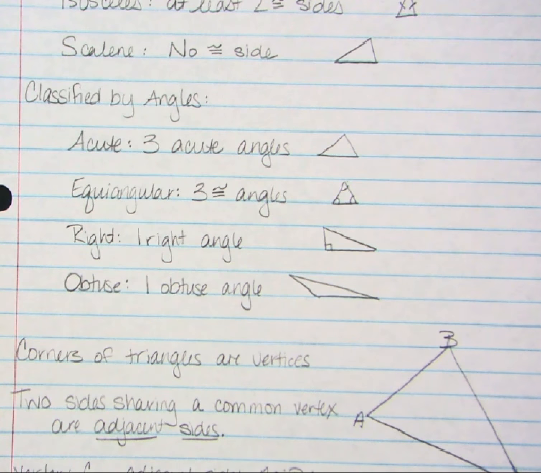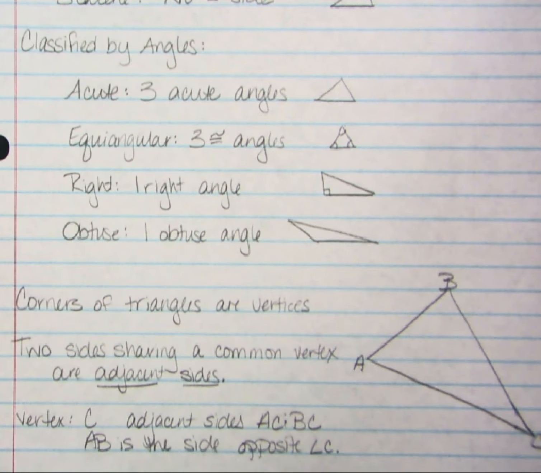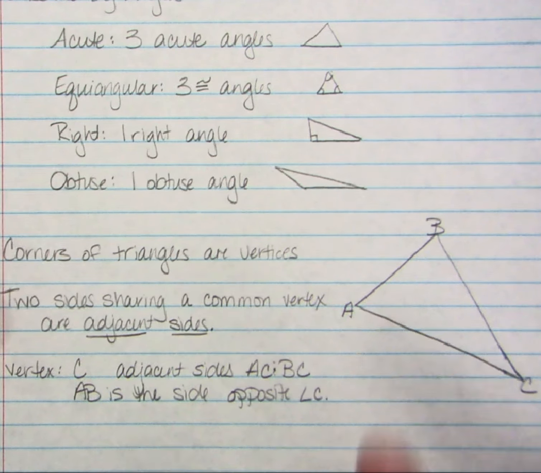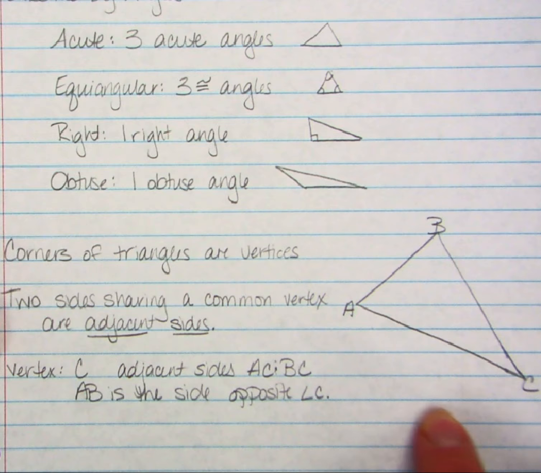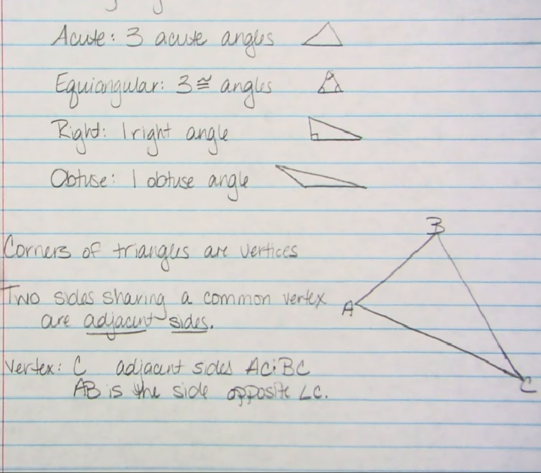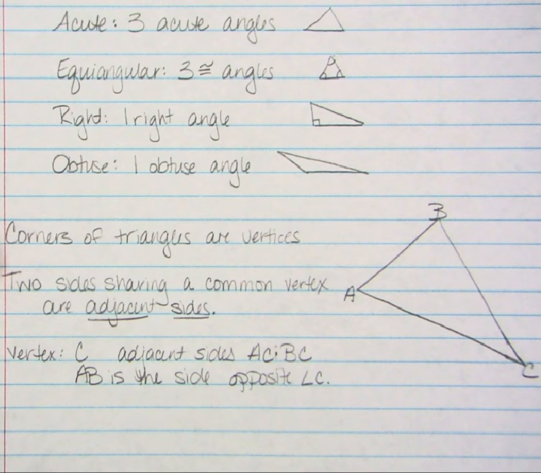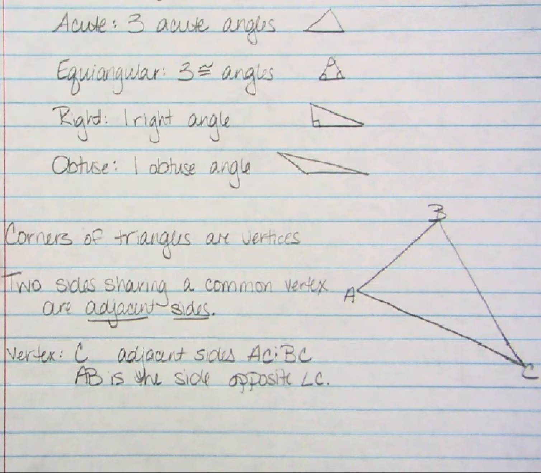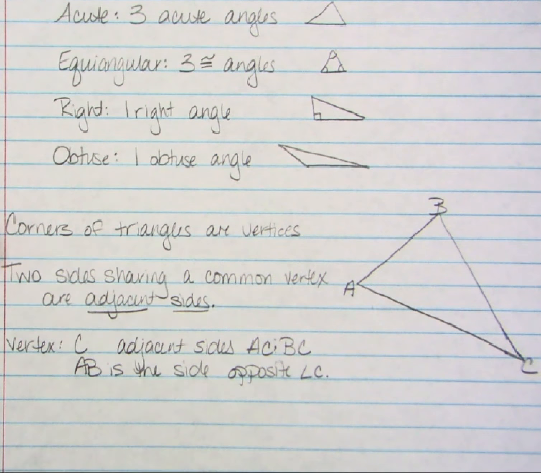Then the corners of a triangle, those corners are called vertices. Two sides that share a common vertex are called adjacent sides. So side AB in this particular triangle right here and AC are adjacent sides because they share the common vertex of A. So vertex C has adjacent sides of AC and BC. AB is the side opposite of angle C because it doesn't actually touch that vertex. So we call it the side opposite.